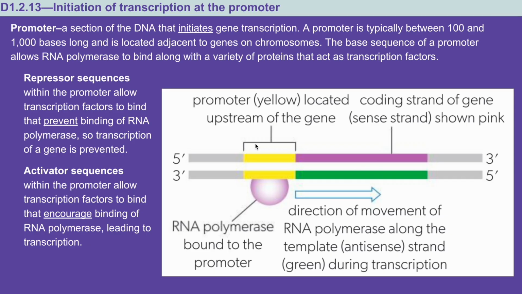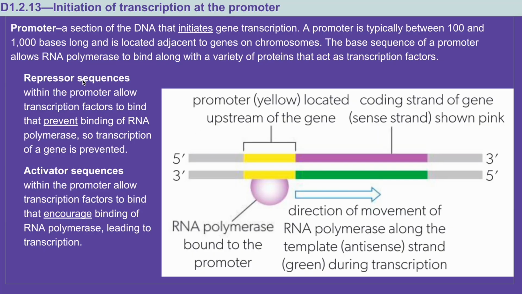Now, a promoter is going to be a section of DNA that initiates gene transcription. So it's not going to be coded into a protein, so it's a section of non-coding DNA, typically between 100 and 1,000 bases long, and it's adjacent to genes on chromosomes. The base sequence of a promoter is where RNA polymerase is going to bind along with a variety of proteins that act as transcription factors.